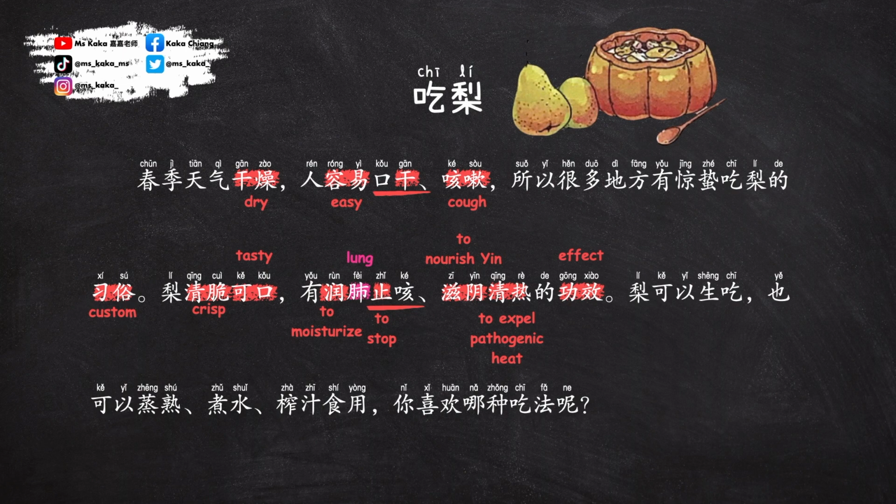梨可以生吃，也可以蒸熟、煮水、榨汁食用。你喜欢哪种吃法呢？蒸 to steam, 熟 cooked, an adjective used after a verb to indicate a result of an action. 蒸熟 cook food by steaming. 煮 to boil, 煮水 to boil pears with water. 榨汁 to juice, 食用 to eat. 法 method, 吃法 the way to eat. Pears can be eaten raw or cooked, such as steamed, boiled, or juiced. Which method of eating do you prefer?